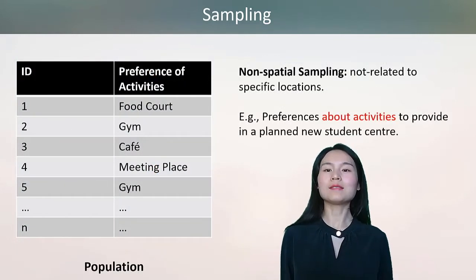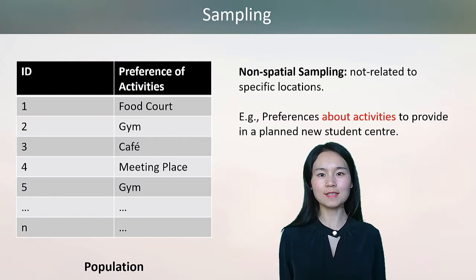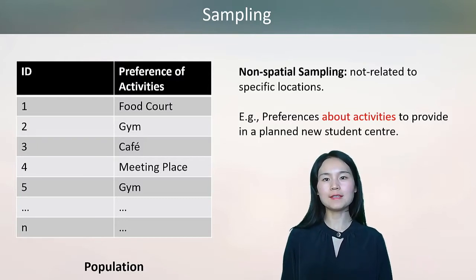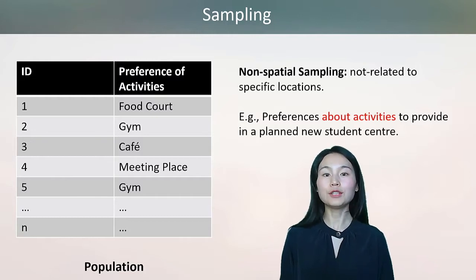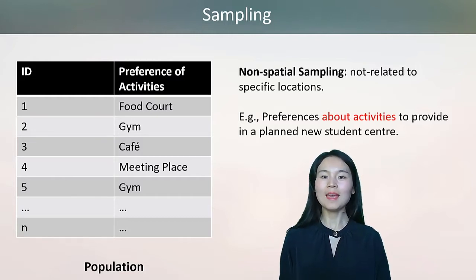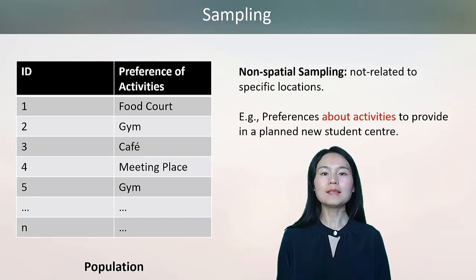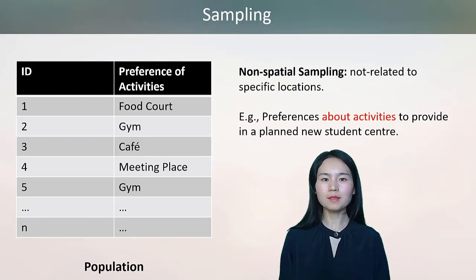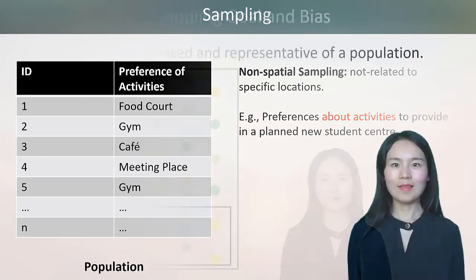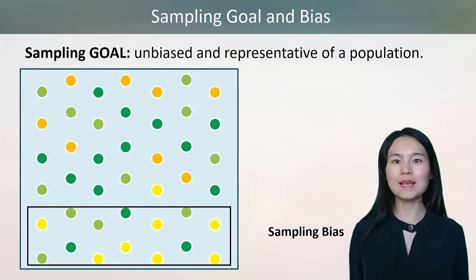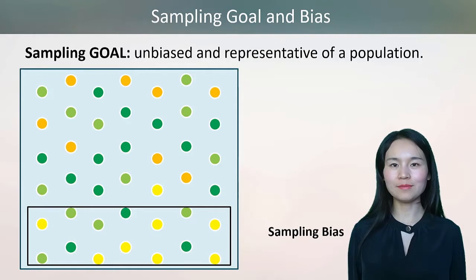Non-spatial sampling is not related to specific locations. We may have surveyed 100 students about their preferences of activities in planning a new student center. In this case, students' spatial location is not an important factor in determining their preferences. We may randomly select students in each department to complete the survey. The goal of the sampling is to choose unbiased and representative samples of a population.